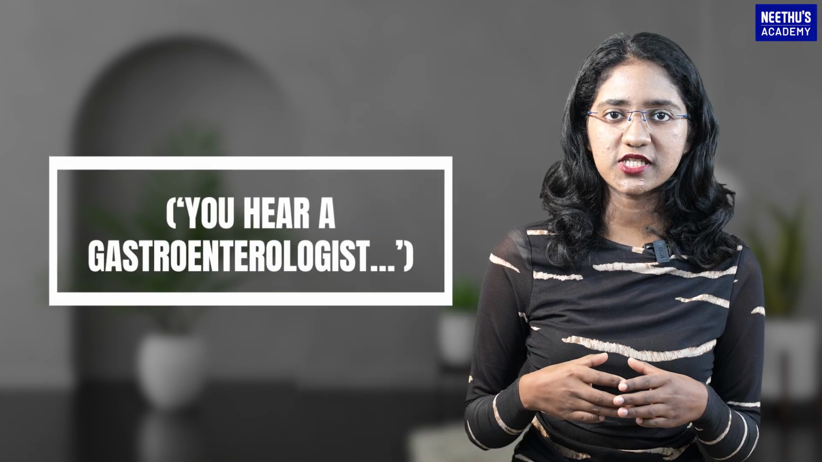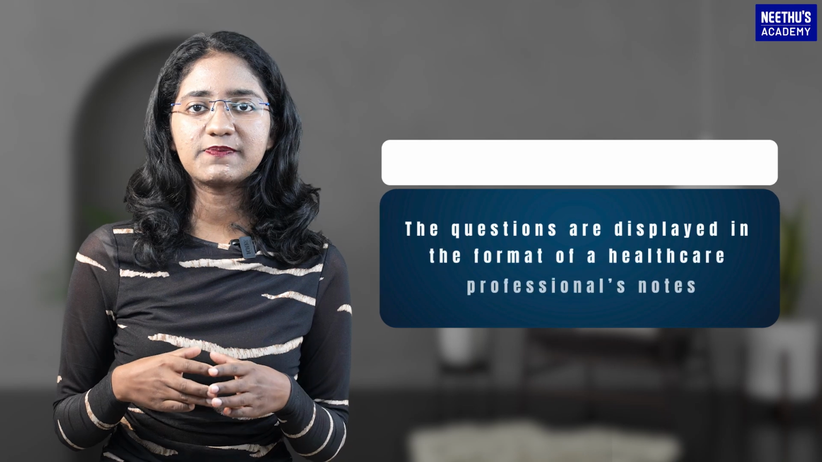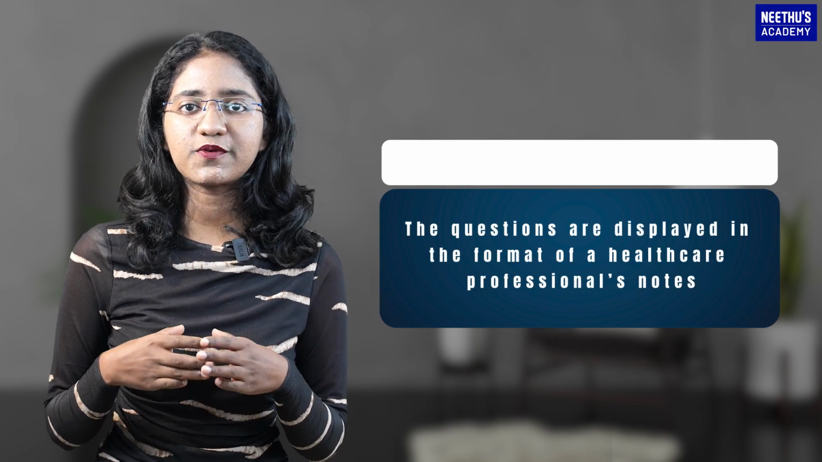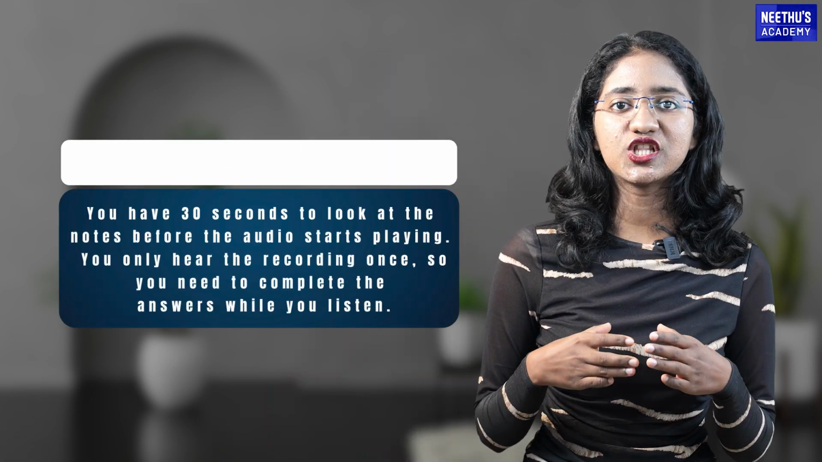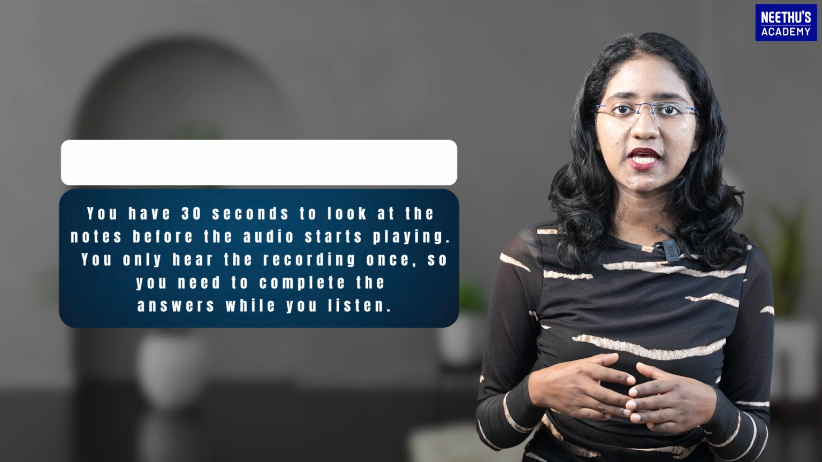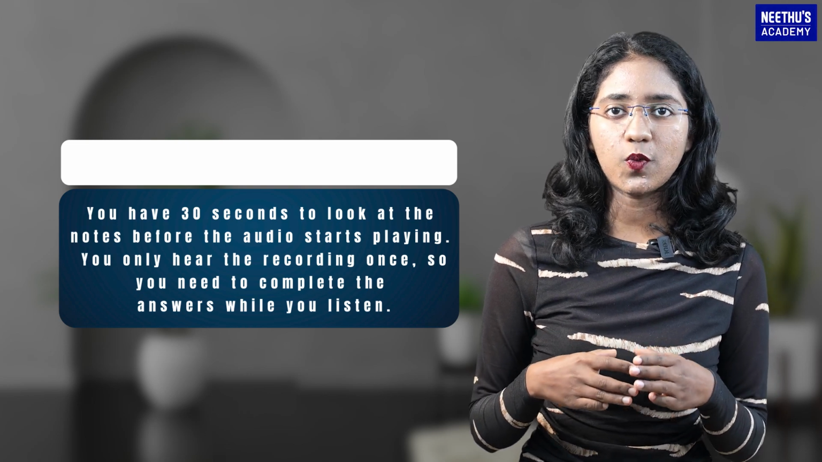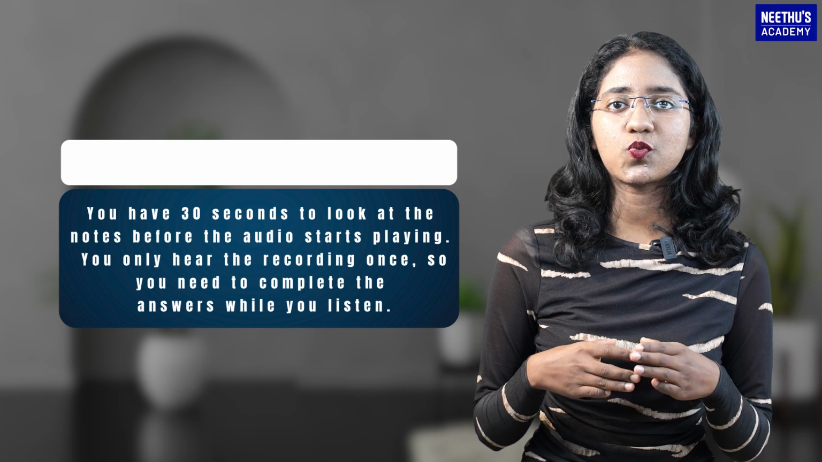For OET on paper, your questions are printed on a page. Notice the context statement. Example, you hear a gastroenterologist and instructions to complete the notes with the word or short phrase that you hear. The questions are displayed in the format of a healthcare professional's notes. There are headings and some extra text, plus the questions themselves, the gaps. You have 30 seconds to look at the notes before the audio starts playing. You only hear the recording once, so you need to complete the answers while you listen.